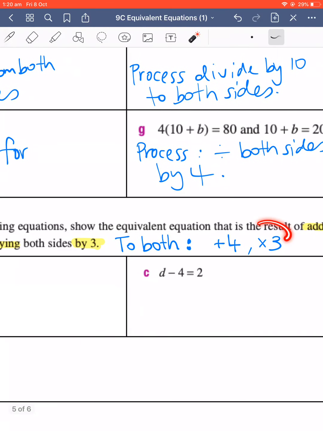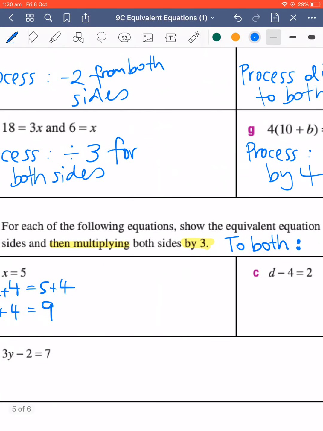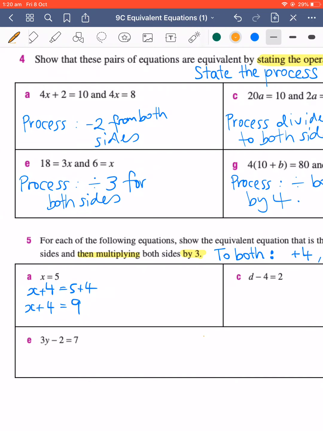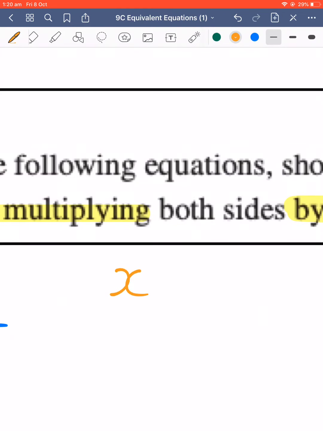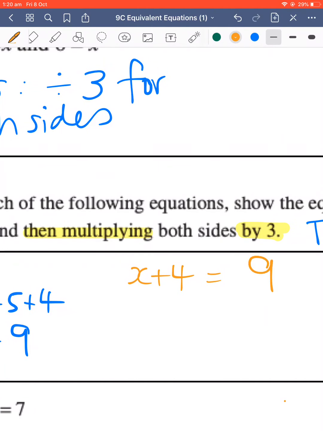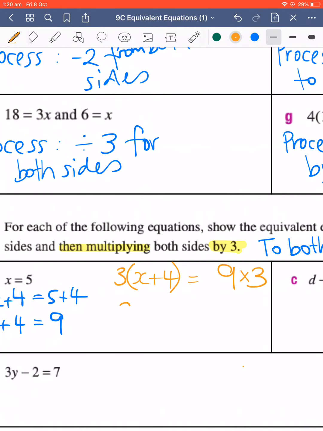Now let's do the one where we're multiplying by 3. I have to do that for both, so I'm going to do that in another color, just so you can see it. So I've got x plus 4 equals 9, but I am multiplying them both by 3. I can keep the brackets for the moment, and 9 times 3 gives me 27. We are done with that one.